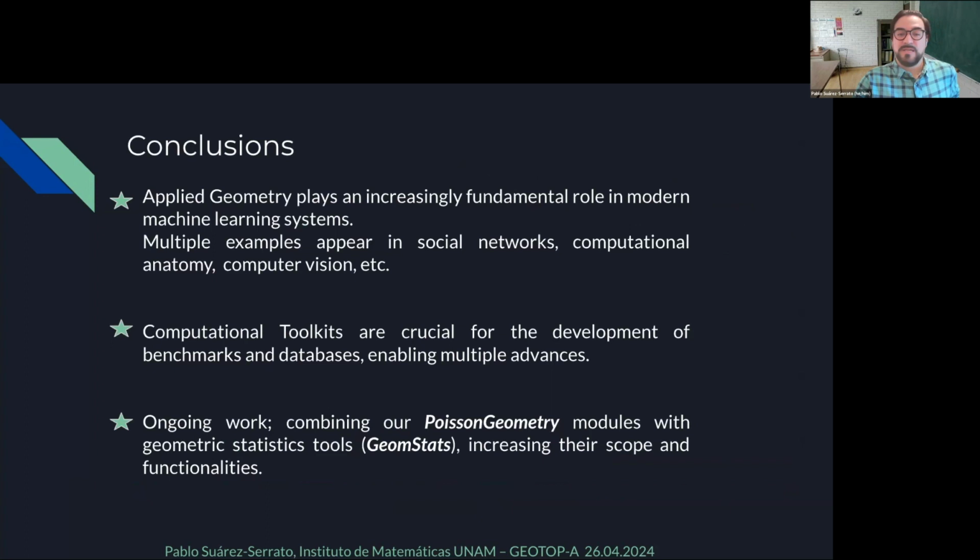I think applied geometry is playing an increasingly fundamental role in modern machine learning systems, and there are multiple examples that I've highlighted. I think computational toolkits are really crucial for the development of benchmarks and datasets, and this is something that we do not have in a lot of areas in geometry yet. This is really what will drive the advances in the future. So I would encourage everyone who wants to start working on this to think about how they could develop benchmarks and databases. Finally, we have ongoing work that combines our Poisson geometry modules with other geometric statistics tools, Geomstats, so that they can increase the scope and functionalities of both. And in the future, we're going to be working with transformers, because this is a canonical question these days.